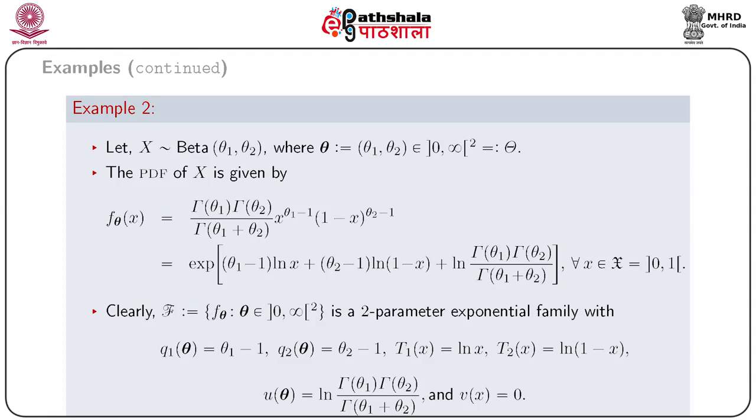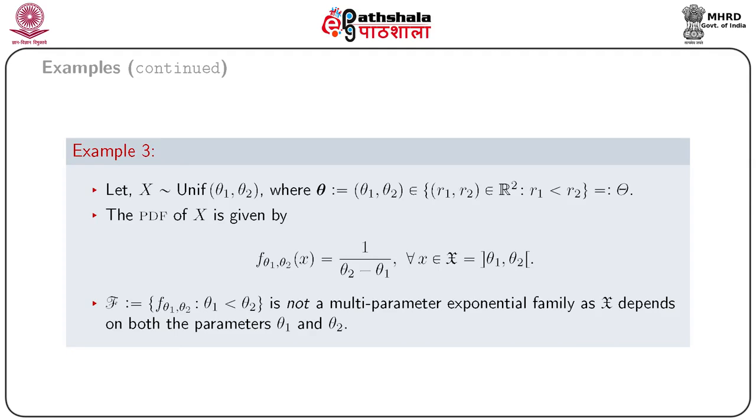If we write capital Q1(θ1, θ2) = θ1 − 1, capital Q2(θ1, θ2) = θ2 − 1, capital T1(x) = log x, capital T2(x) = log(1 − x), U(θ1, θ2) = Γ(θ1)Γ(θ2)/Γ(θ1 + θ2), and V(x) = I(0 < x < 1), then f(x) can be put in the form of a PDF belonging to the two-parameter exponential family.